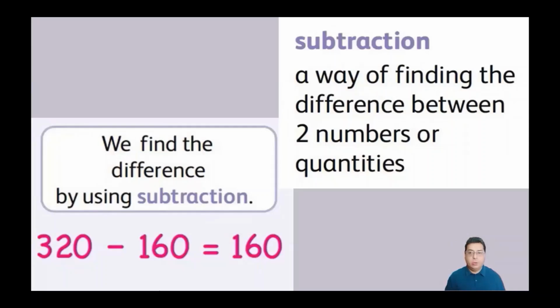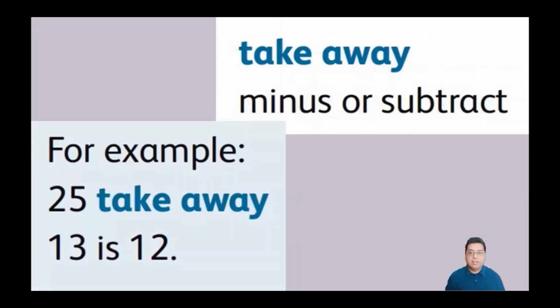Subtraction, a way of finding the difference between two numbers or quantities. And here it says we find the difference by using subtraction. So for this example, we've got 320 minus, which is subtraction, 160 equals 160. Take away, minus or subtract. For example, 25 take away 13 is 12. And if you're all like, well, it's basically the same thing. Yeah, it is. It's just giving you more vocabulary for you to use.